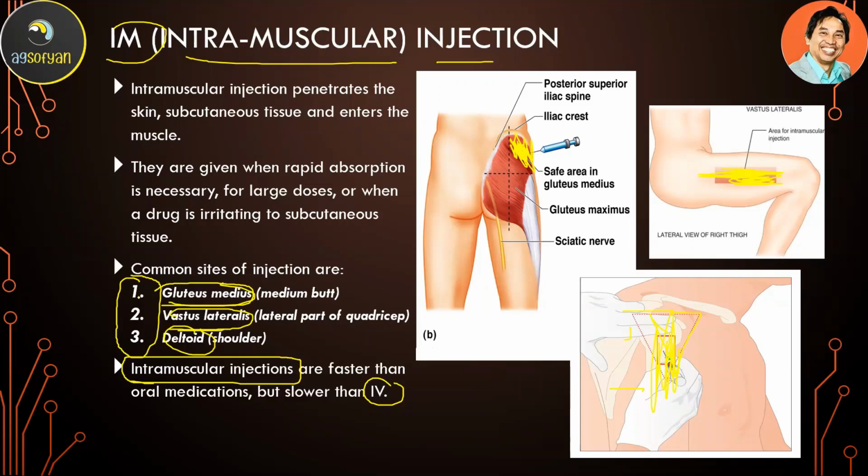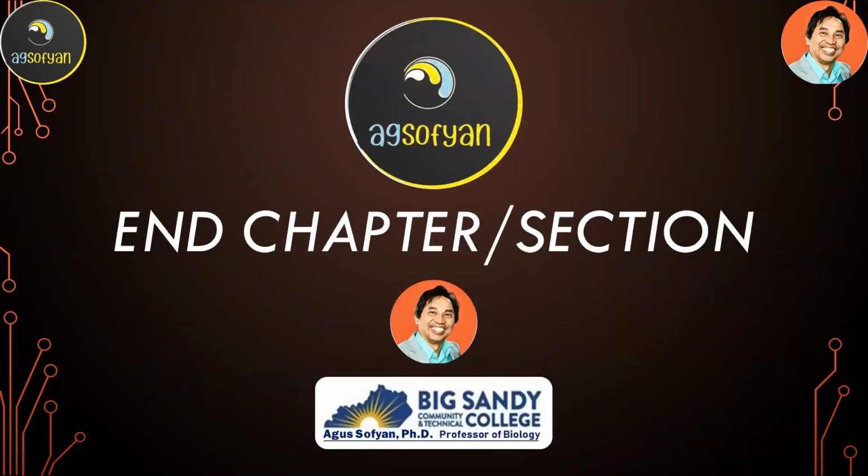So usually this IM injection is a very good, effective way to put the medicine into our body, just like vaccination, a flu shot, for example. Diabetes injections, insulin injection, also use this type of injection.